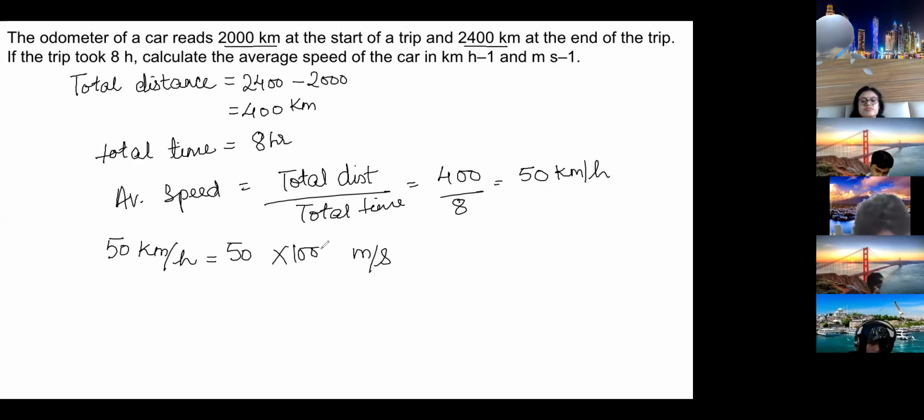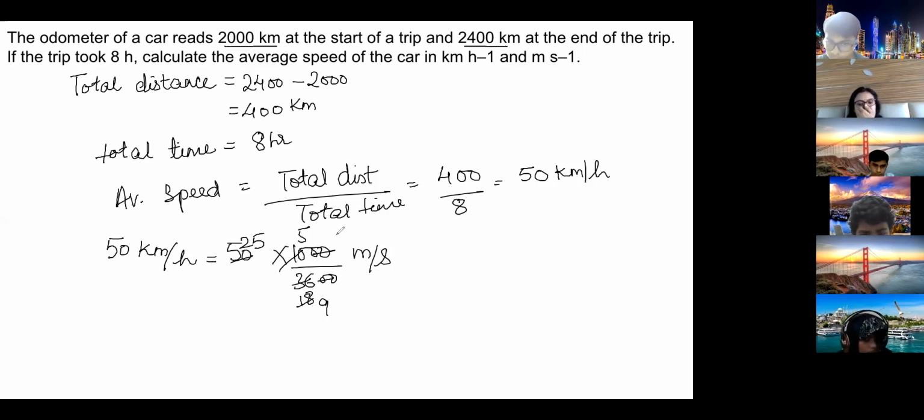Yes, ma'am. 1 kilometer has 1000 meters and 1 hour has 3600 seconds. 2 0s cancel with 2 0s. 2 5s are 10. 2 1s are 2. 2 8s are 16. Then 2 9s are 18. 2 25s are. Now 25 5s are how much? 125. 25 5s are 125 divided by 9 meter per second.